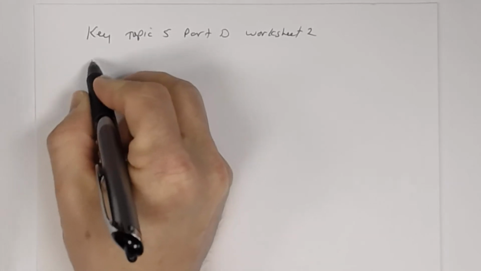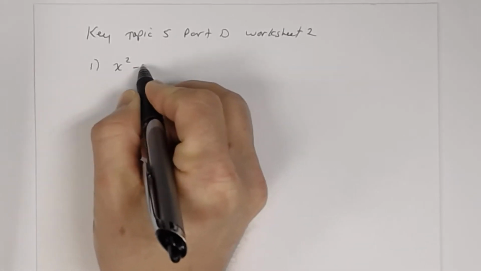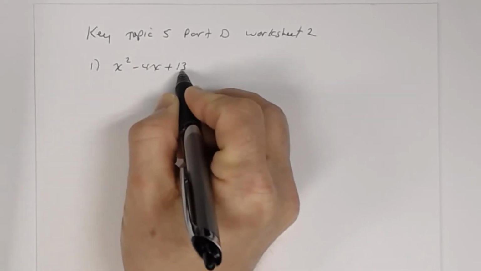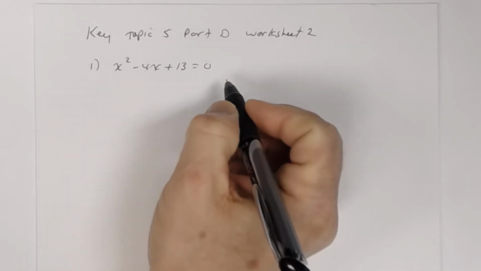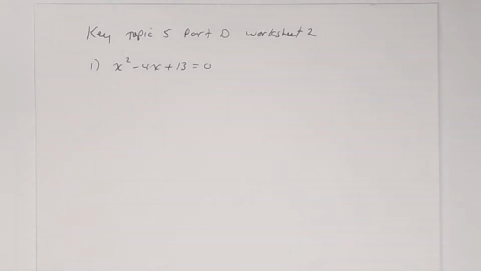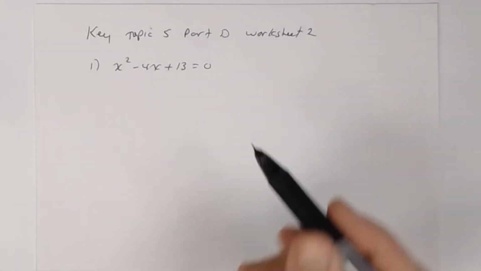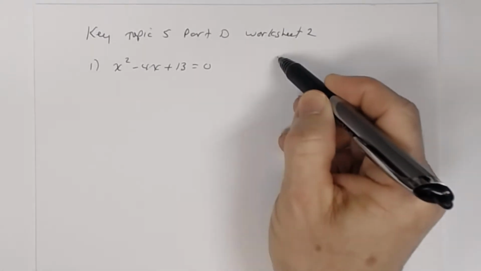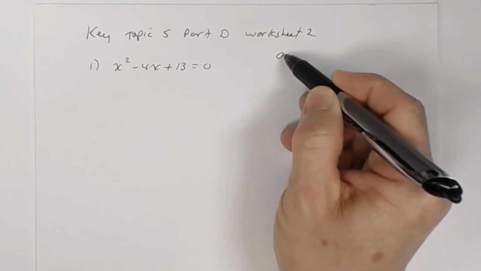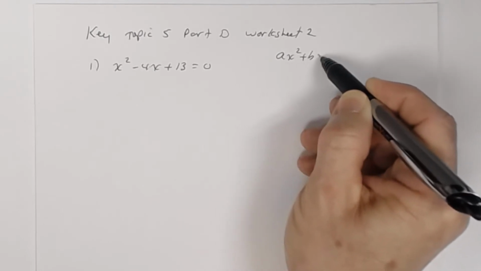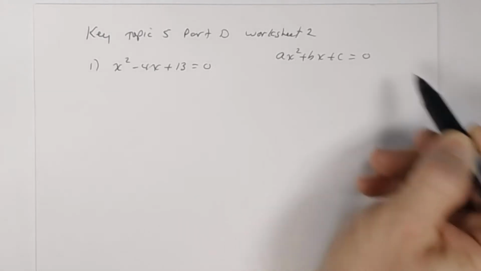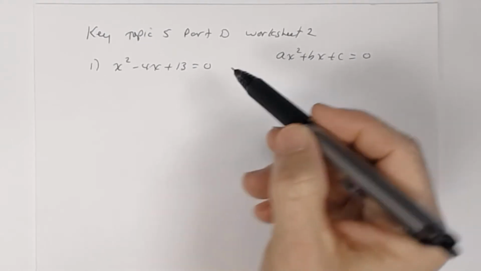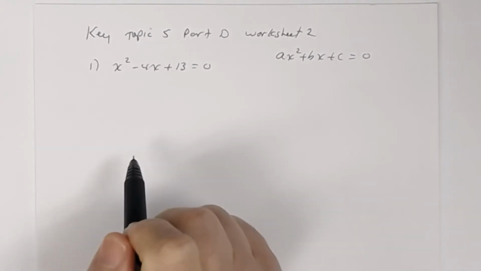So number 1, we have x squared minus 4x plus 13 is equal to 0. We have this quadratic equation, and we want to solve this using the quadratic formula. First thing we have to make sure is that it is in standard form, and it is. Remember, a quadratic equation is in standard form if it has this form, ax squared plus bx plus c equals 0. So you want all the terms on one side and 0 on the other.